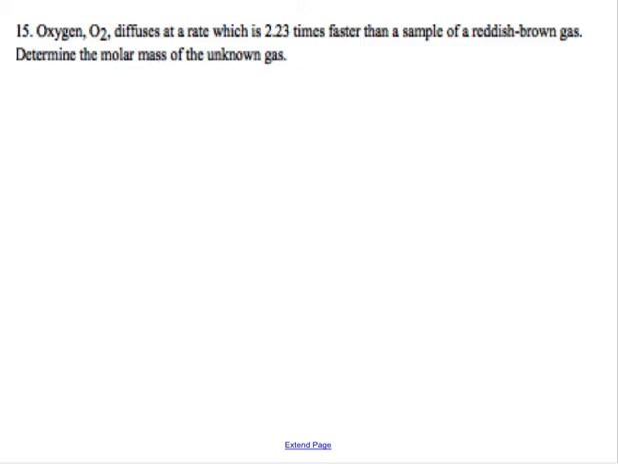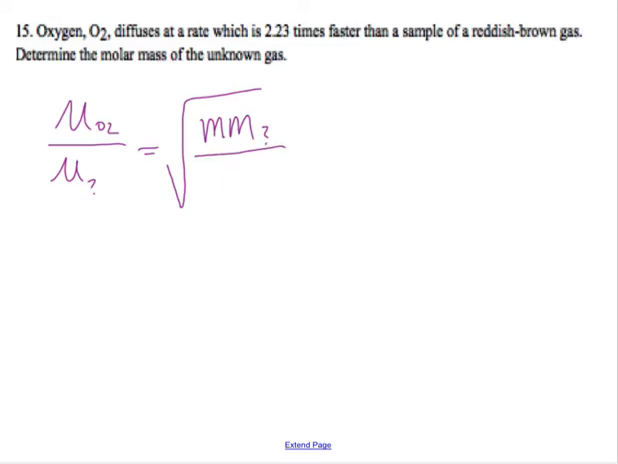All right, oxygen diffuses at a rate which is 2.23 times faster than a sample of a reddish-brown gas. Determine the molar mass of the unknown gas. With this one, we're comparing 2 different gases, so you're going to need to do that Graham's law thing. They don't give us the rates, but I'm just going to write down, we're going to compare the oxygen root mean squared velocity to this unknown, right? And so we're going to have the molar mass. What would go on top based on this setup? Of the unknown divided by the molar mass of the O2.